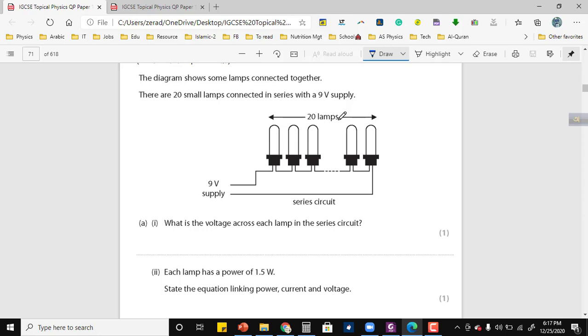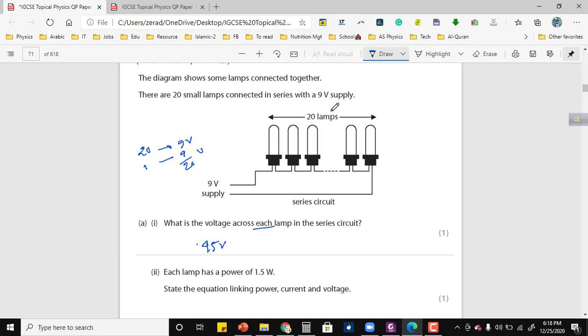We know that in a series circuit usually the voltage is shared and the current is the same throughout the circuit. As all of these lamps are in series connection, the voltage must be shared within all of the lamps. So if 20 lamps are taking 9 volts, then one lamp should take 9 divided by 20 volts. So the voltage across each lamp is 0.45 volt.